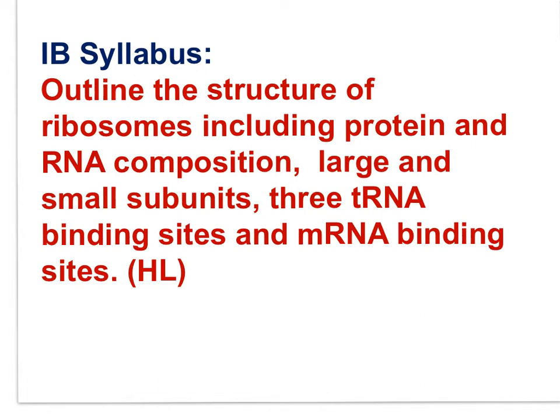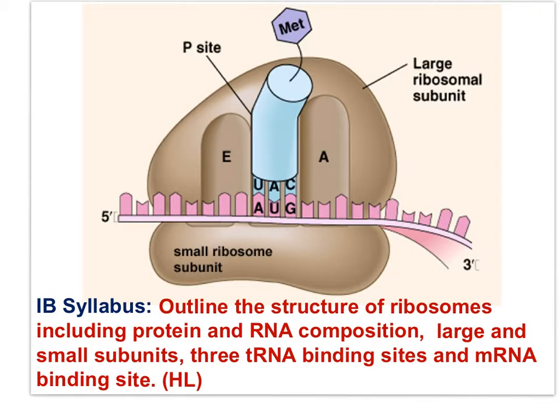So here is the first IB syllabus statement of relevance. Outline the structure of ribosomes, including protein and RNA composition, large and small subunits, 3 tRNA binding sites, and an mRNA binding site. Ribosomes are composed of both RNA, ribosomal RNA, and protein. The two subunits can be seen here, a large subunit and a small subunit. The ribosome has multiple binding sites. The ribosome binds the mRNA and has 3 binding sites for transfer RNA molecules, the A site, the P site, and the E site. We will learn more about transfer RNA and the 3 binding sites on the ribosome later in this movie.